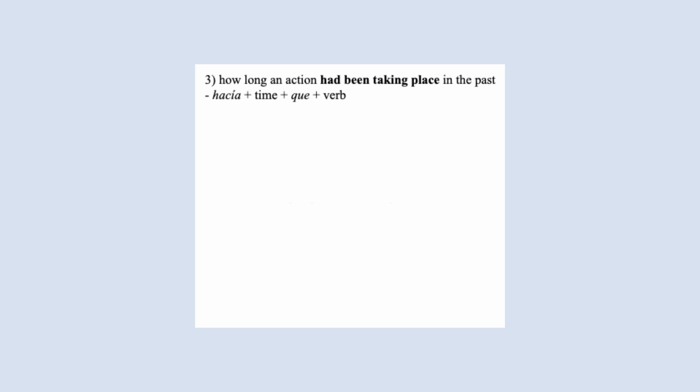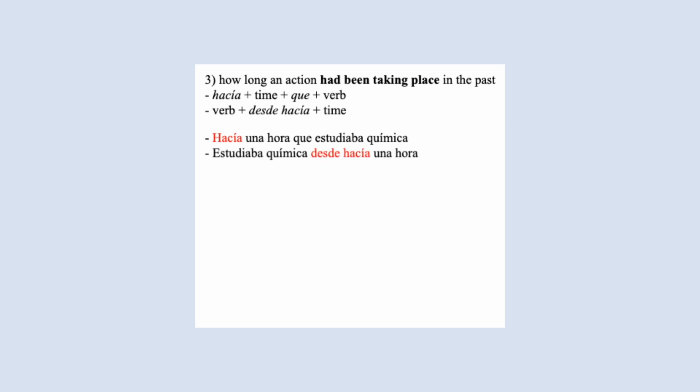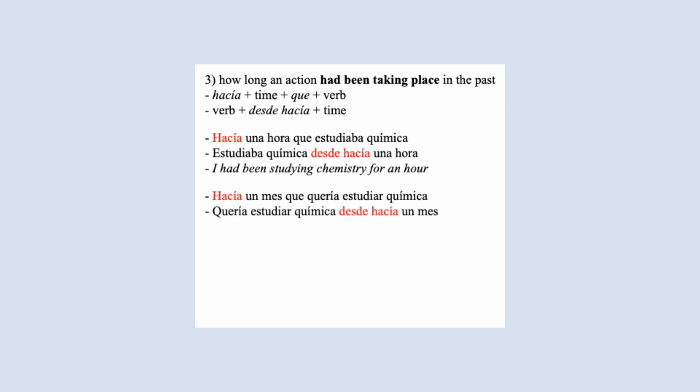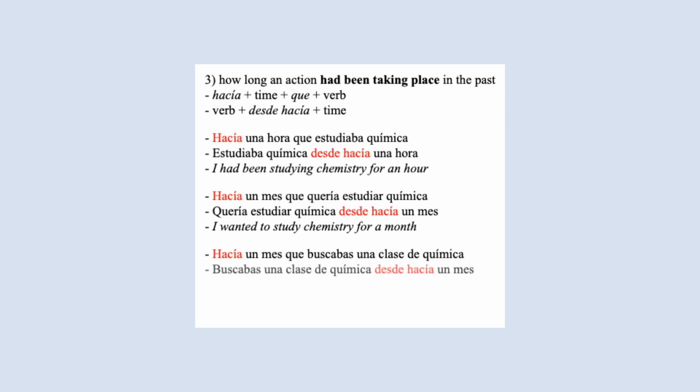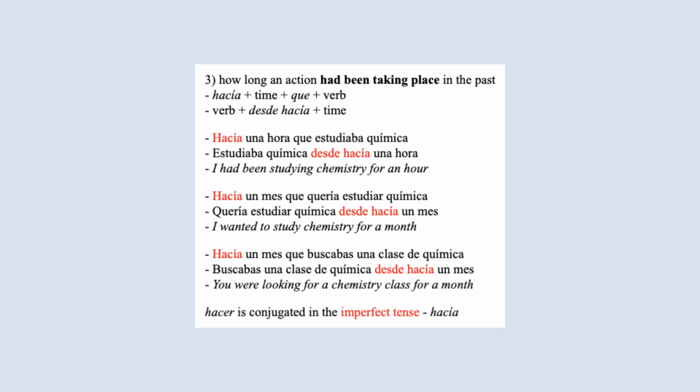For how long ago an action had been taking place. Hacía una hora que estudiaba química. Estudiaba química desde hacía una hora. Hacía un mes que quería estudiar química. Quería estudiar química desde hacía un mes. Hacía un mes que buscamos una clase de química. Buscamos una clase de química desde hacía un mes. In all of these examples, hacer is conjugated in the imperfect as hacía.